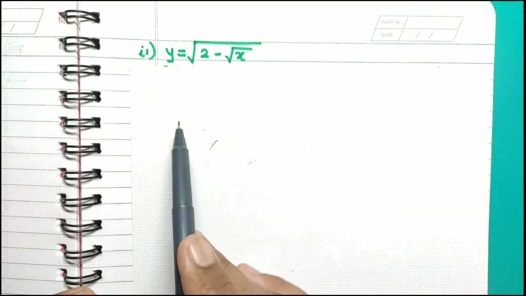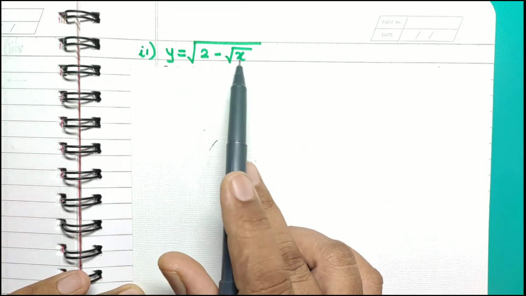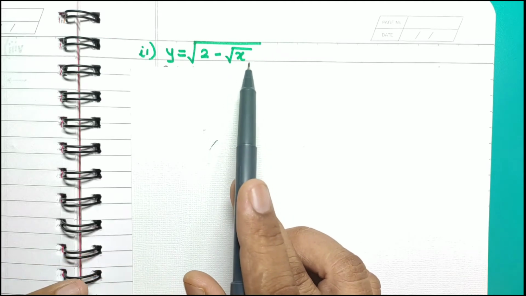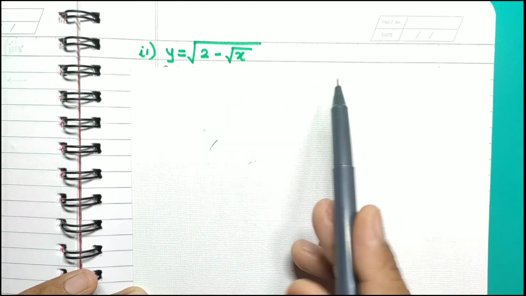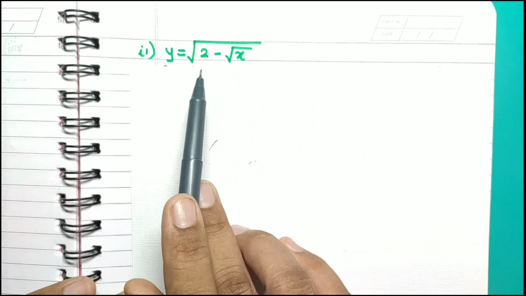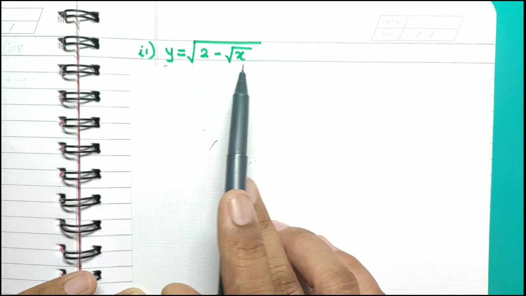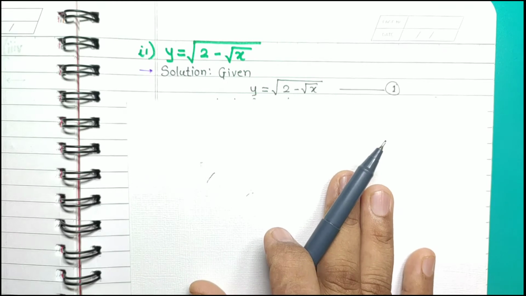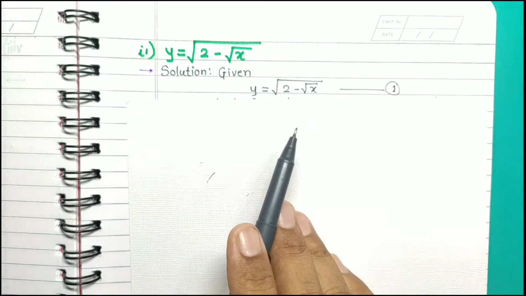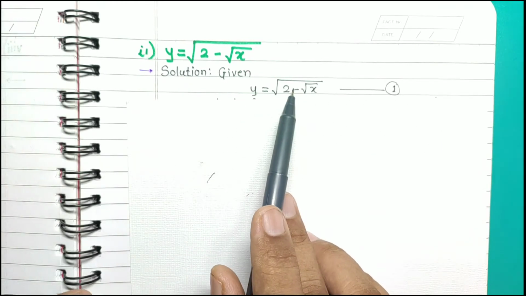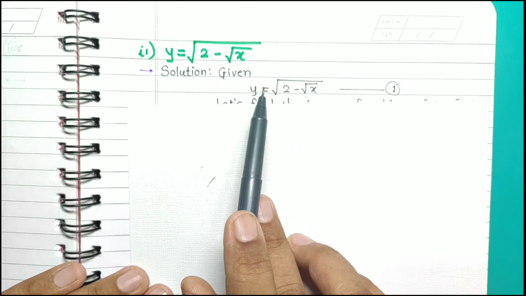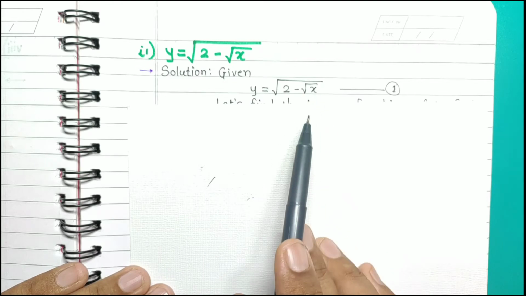Students, the next example is y is equal to root of 2 minus root x. You find the derivative of this function using the chain rule on your own, and then check both the answers. Now let's find this derivative using derivatives of inverse functions. So in the solution, you write down the given function, call it equation number 1. We have to find the inverse of this function. For this, we have to express x in terms of y, to get f inverse of y.